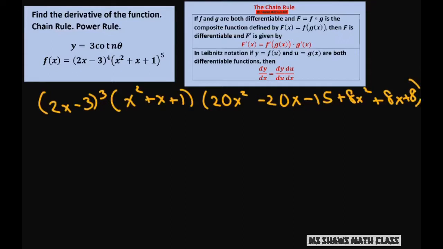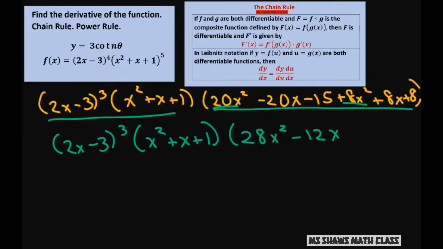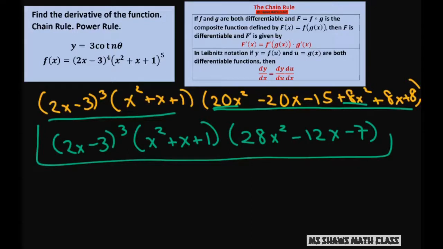All right. Now, simplifying this further, we copy this down again, and we're just adding all this stuff up. So we get 2x minus 3 cubed times x squared plus x plus 1, and then we have 28 there. And for the x's, we're going to have negative 12 x's. And for our constants, we get negative 7. And this would be your final answer.